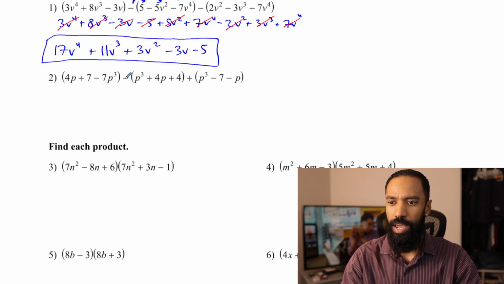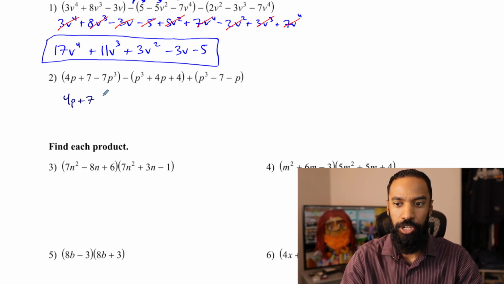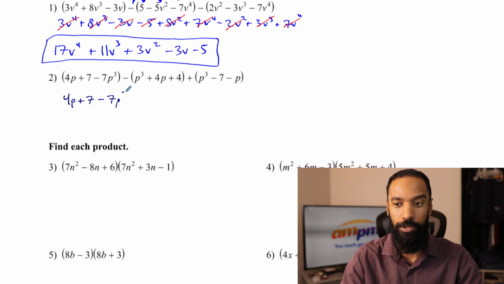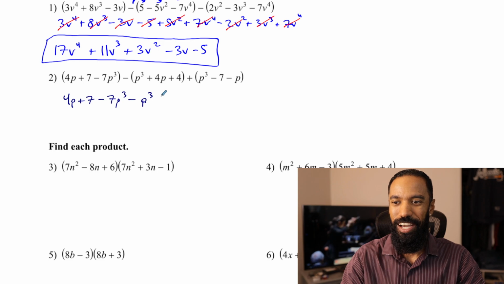Okay, number 2 right here, subtraction of these, but addition of these. These signs don't change, but I think the rewrite's going to help with the subtraction. I see in the background of my screen there's that AM PM guy, and that kind of freaks me out. I didn't know what was behind me.